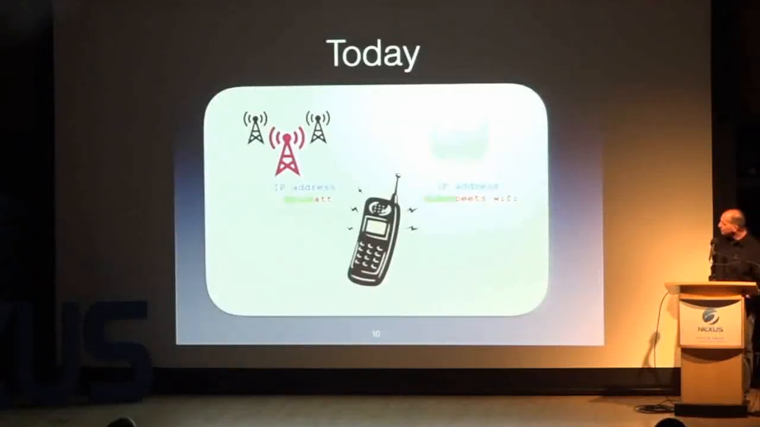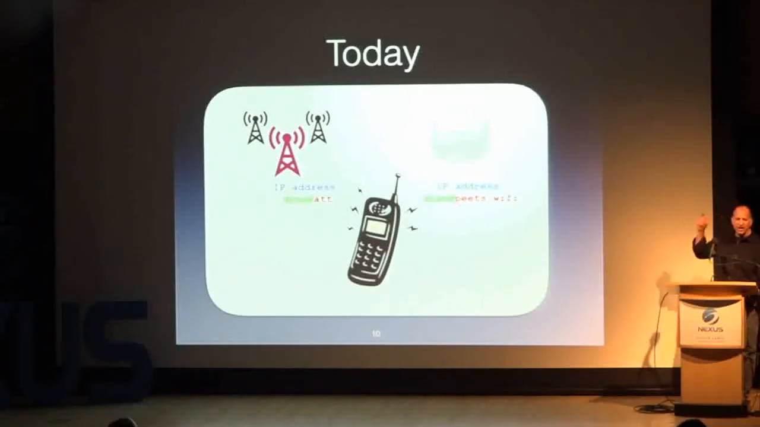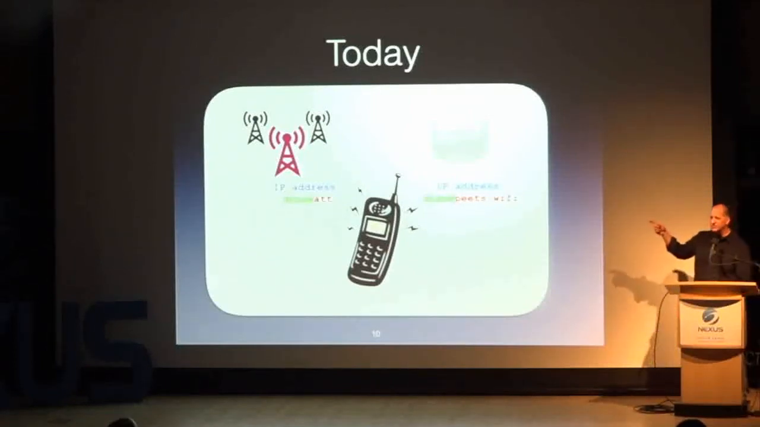So here's an example today. I have my cell phone. I have two radios on it, a Wi-Fi radio and a 4G radio. And it turns out today I get two IP addresses. So if we're connected to the Aspen Meadows one, there's a DHCP server that runs in the access point that gives me an IP address that's something like Dino at Pete's Wi-Fi.